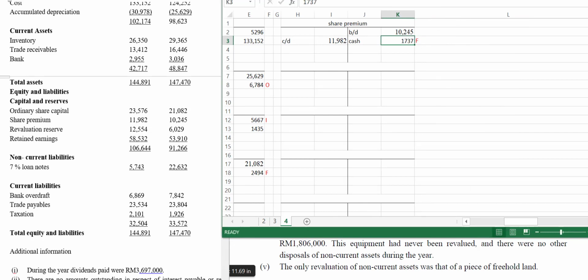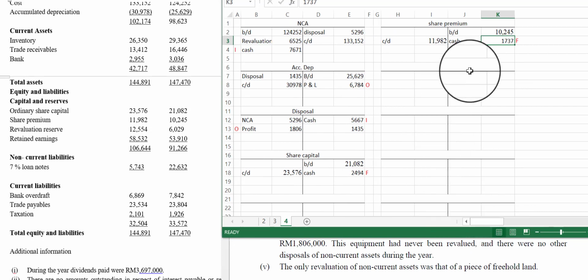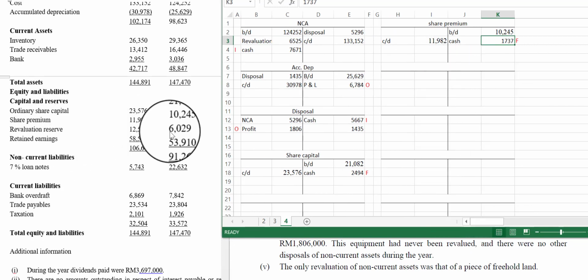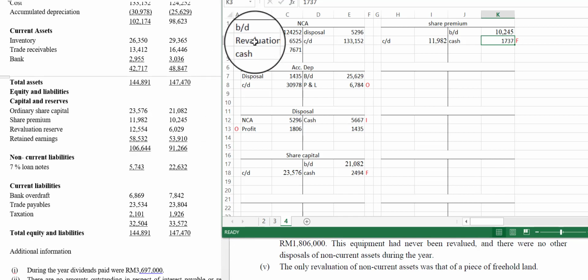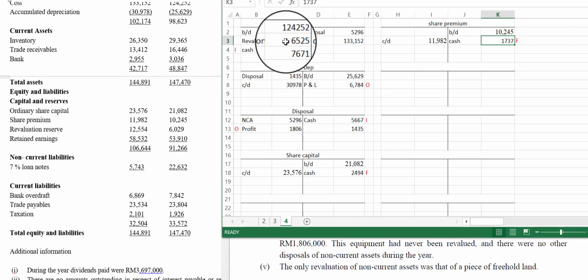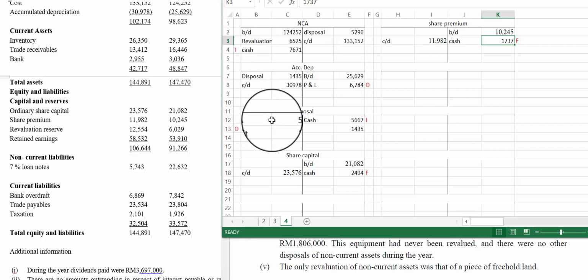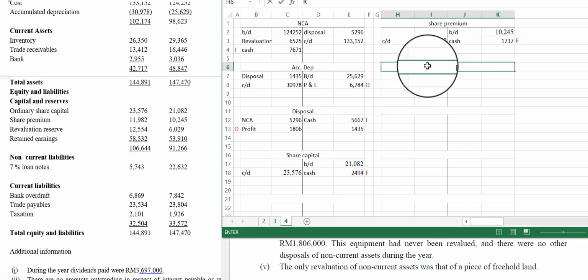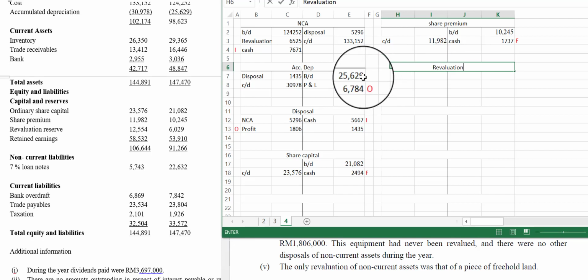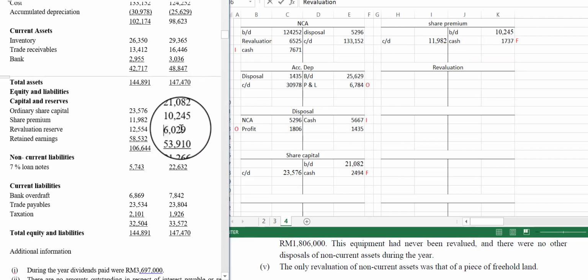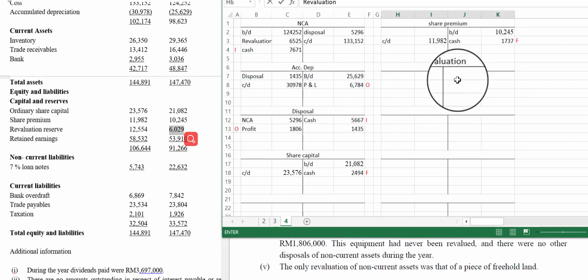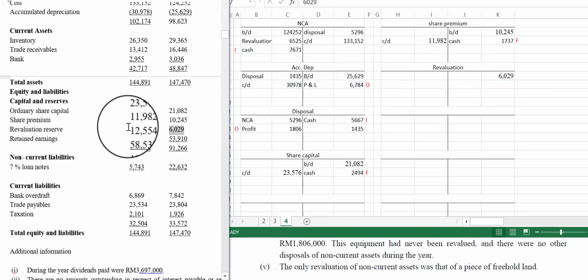Okay. Now next one is a share premium. After that, you have a revaluation reserve. The difference is here. You will have it 6252. How do you get this? It's basically the opening and the closing. Okay, so opening is this amount, closing is this amount.